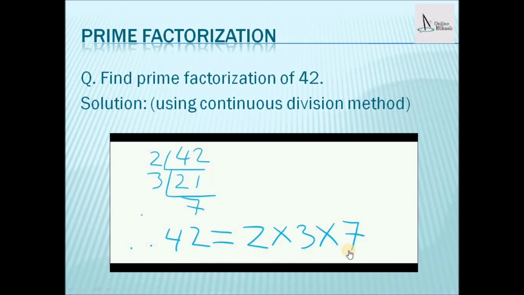Okay, so hope you have understood it well, and now in your home you will try to find the prime factorization using the continuous division method also. Okay, you can take any other composite number, say you can take 60, you can take 200, you can take 500, all are composite numbers. Okay, so you will try this in your home.